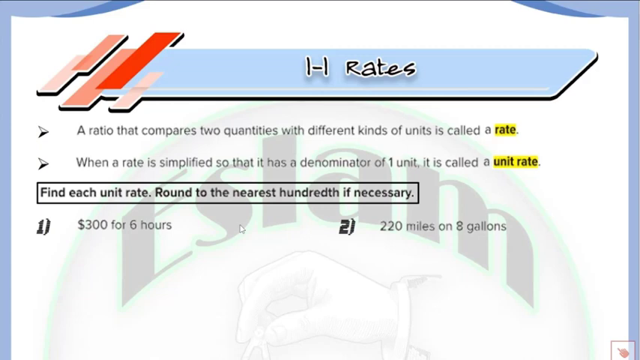So the rate is where we compare between two quantities by division. Just divide the first quantity by the second quantity. The two quantities have different kinds of units, like the price to the number of hours, the mile to the gallon. If you simplify the rate and write the denominator equal to 1, that will be defined as the unit rate. So the unit rate is the simplest form of the rate, and the denominator in this case equals 1.